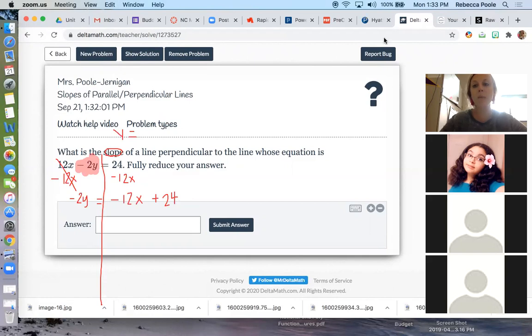So now how do I get y by itself? Divide by -2. Very good. All right, so we have y equals, can you guys simplify for me? What's negative 12 divided by -2? 6. 6x, good. 24 divided by -2? -12. Minus 12. Okay, somebody tell me what's wrong with this.